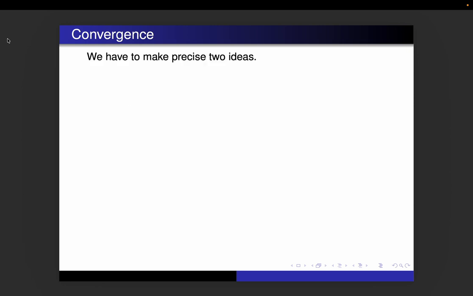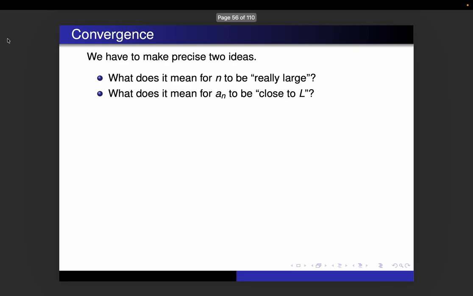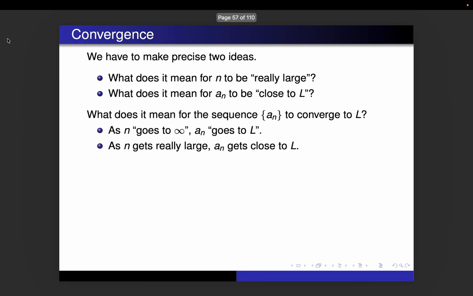So we're going to have to make precise two similar but different ideas. What does it mean for a natural number n to be really large? What does it mean for the real number a sub n to be close to the real number L? All right, so we've made some progress though. As n gets really large, a sub n gets close to L.